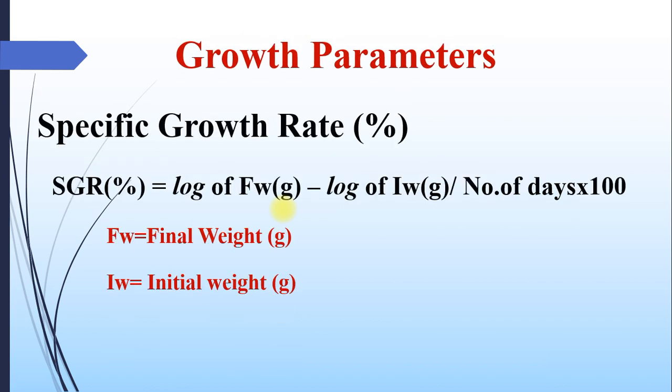Now we are going to see the specific growth rate. Short form is SGR, percentage, equals log of final weight in grams minus log of initial weight in grams, divided by number of days, into 100. Here FW equals final weight in grams, IW equals initial weight in grams. This SGR is used in the aqua industry to know how much weight was gained in particular days. So for that purpose we use this SGR.